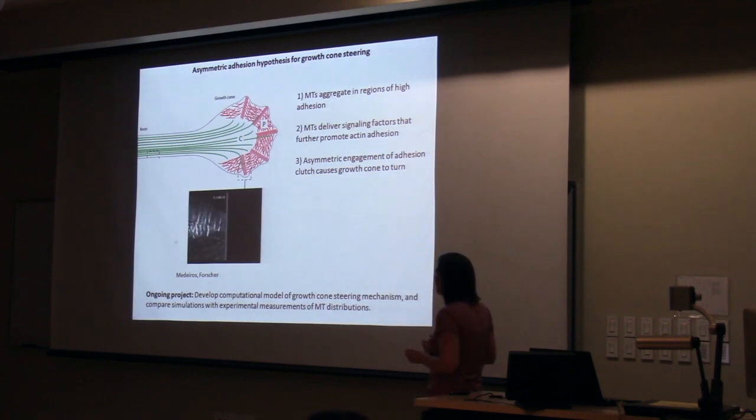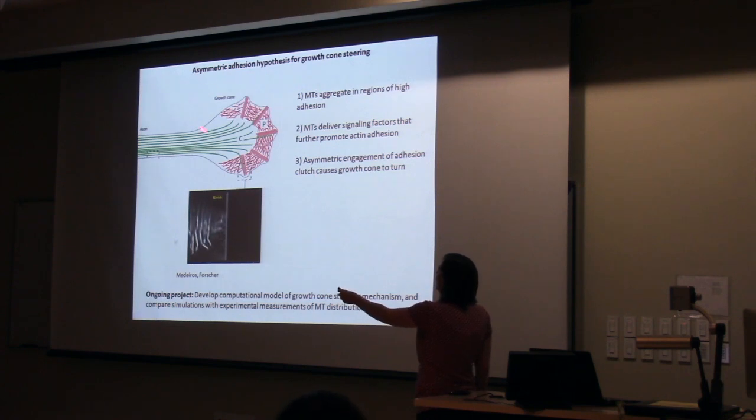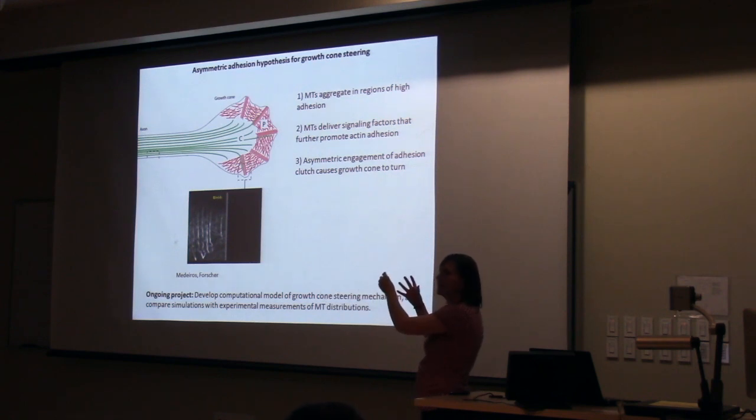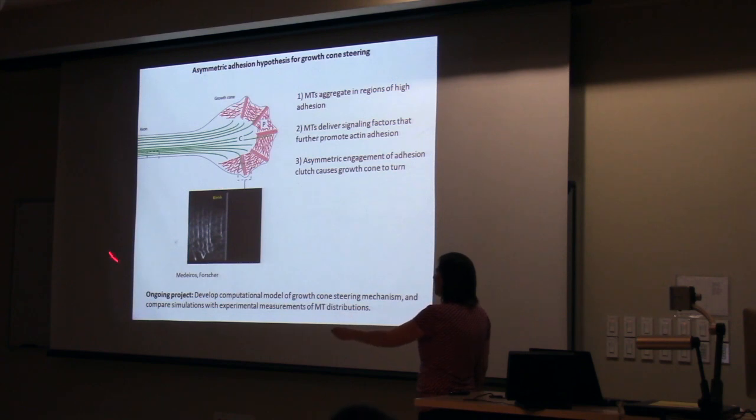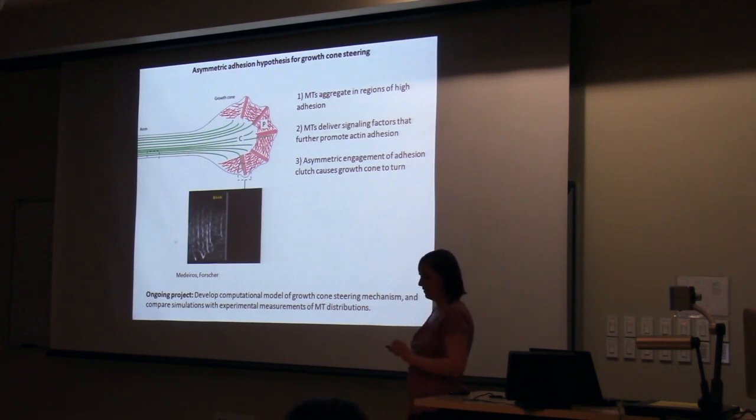An ongoing project would be to develop a computational model where we incorporate both the growing and shrinking of the microtubules with the adhesion clutch system that the actin is a part of, put those together, see what it predicts, and compare that with experiments. One type of experiment we would compare it with would be experimental measurements of the distributions of microtubules. We could compare this model with experiments where microtubules are inhibited, where actin is inhibited, or where myosin is inhibited. So that's another future direction.